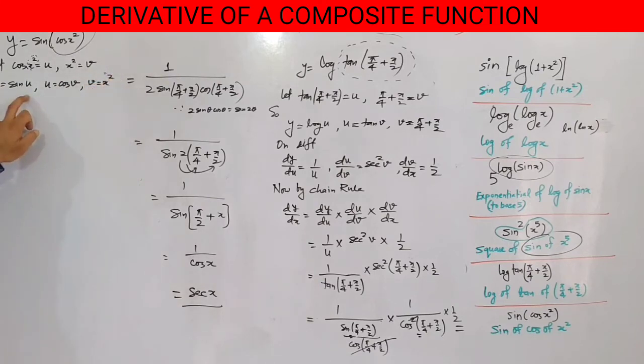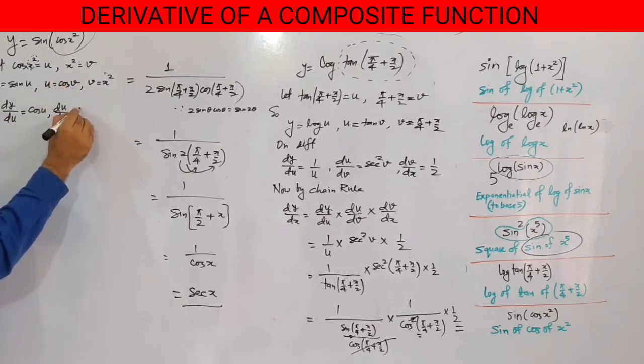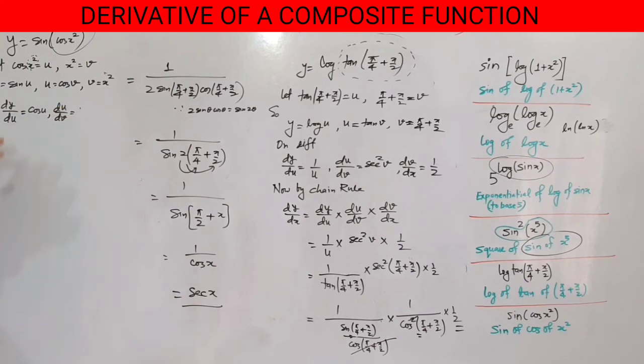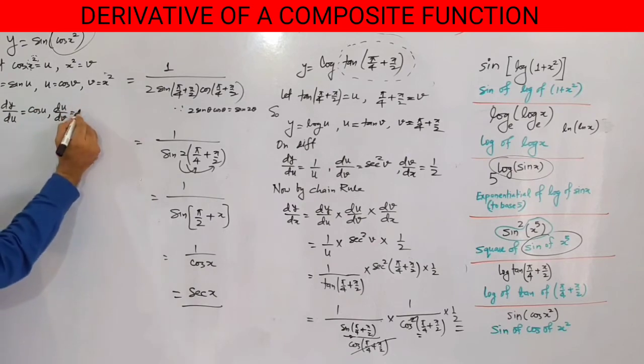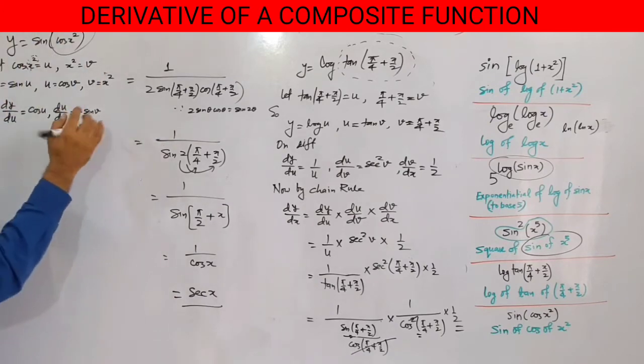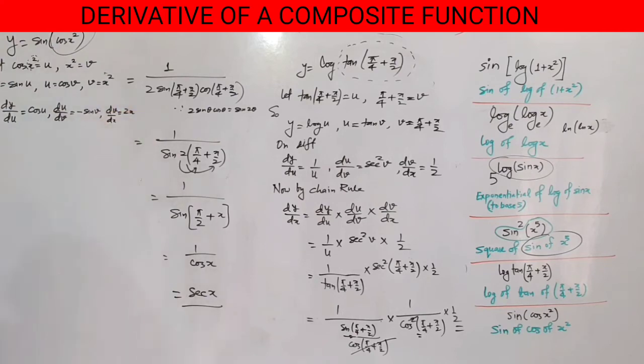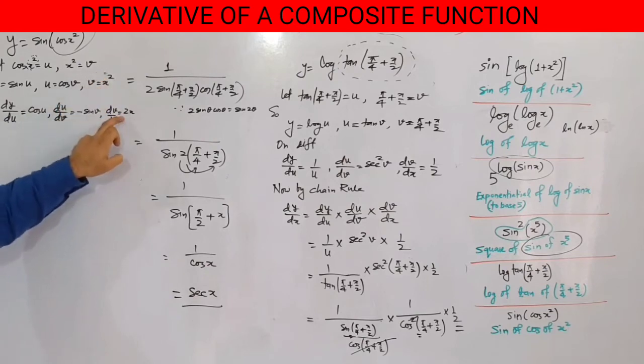Now y can be differentiated with respect to u, u can be differentiated with respect to v, and v can be differentiated with respect to x. So dy by du is cos u. The derivative of u with respect to v, the derivative of cos v, is simply minus sine v. So minus sine v, and the derivative of v is nx raised to n minus 1, that is 2x. The derivative of sine of variable is cos of variable, the derivative of cos of variable is minus sine of variable, and the derivative of x raised to n is nx raised to n minus 1.